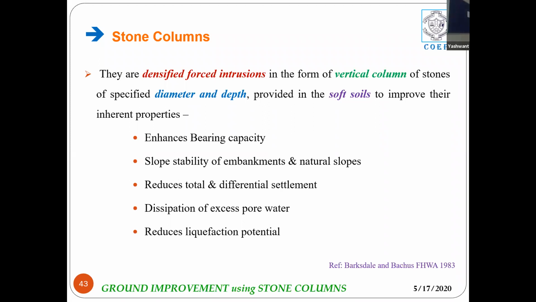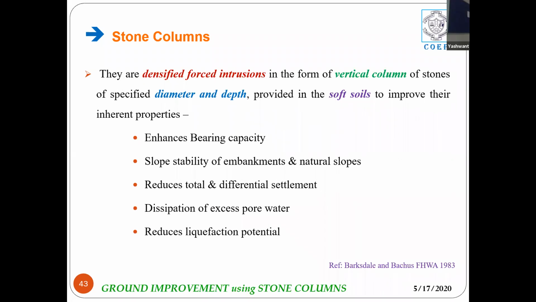So stone columns, what are they? They are defined by Barksdale and Bachus in the report of 1983. They are the densified forced intrusions in the form of vertical columns of aggregates of a specific diameter and depth that has to be designed, and it is provided in soft soils.